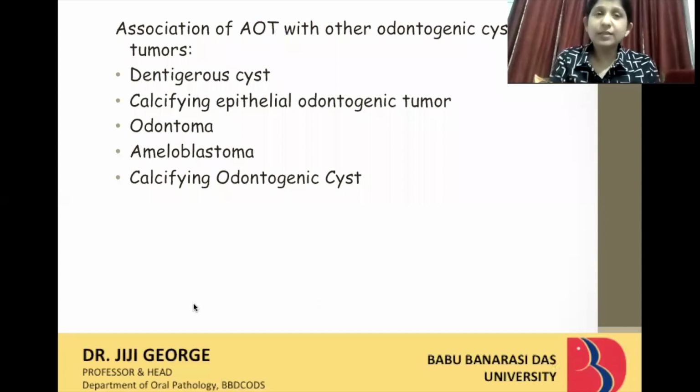So sometimes you can see AOT associated with other odontogenic tumors. Now that's a very important point you have to understand about odontogenic tumors. You can find these odontogenic tumors along with other odontogenic tumors, or you can find them along with odontogenic cysts. So the AOT can be seen along with a dentigerous cyst, or a COT, or an odontoma, or an ameloblastoma, or a COC, because ultimately they all arise from the tooth germ. Which is the reason why you can see all of them together. Sometimes when they are seen along with another type of tumor, we call it a hybrid tumor or a collision tumor.